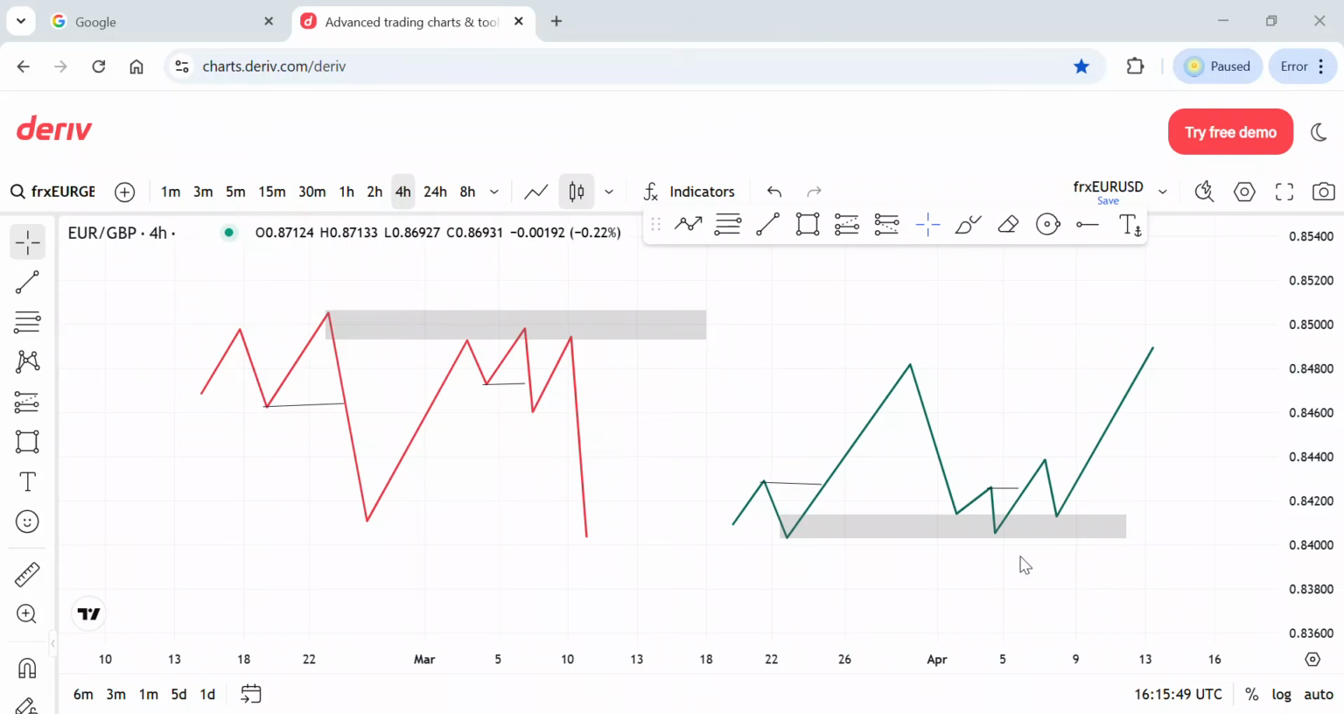Are you tired of missing clean entries and losing trades in Forex? In the next few minutes, I'm going to show you exactly how to spot high probability supply and demand zones and execute sniper level entries that most traders don't even know exist.